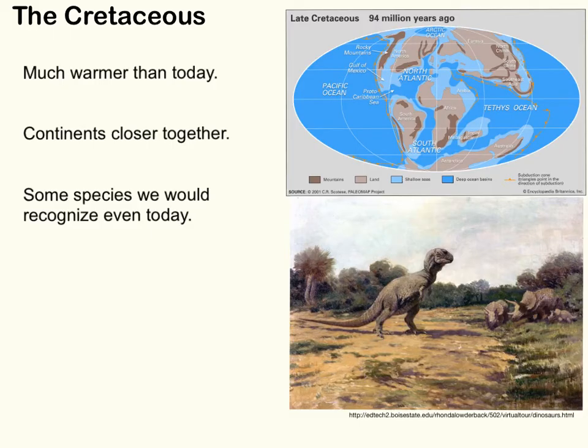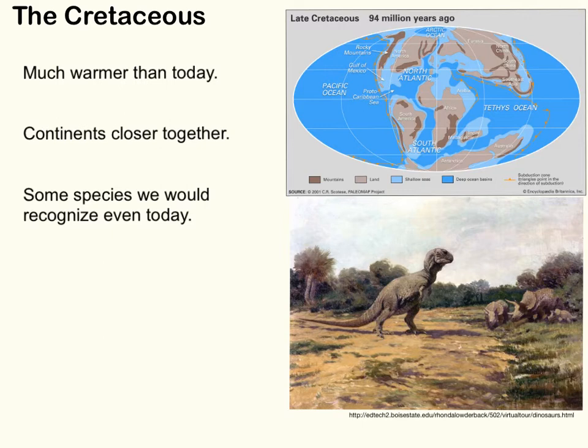So in the last age of the dinosaurs, the end of the Cretaceous period, the world was much warmer. There was basically no glaciers, no ice, anywhere globally. The continents were a lot closer together. The supercontinent Pangaea was basically breaking up at this time, or a little before this time.